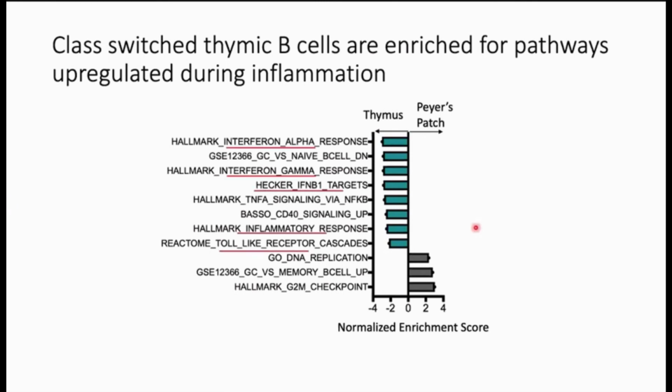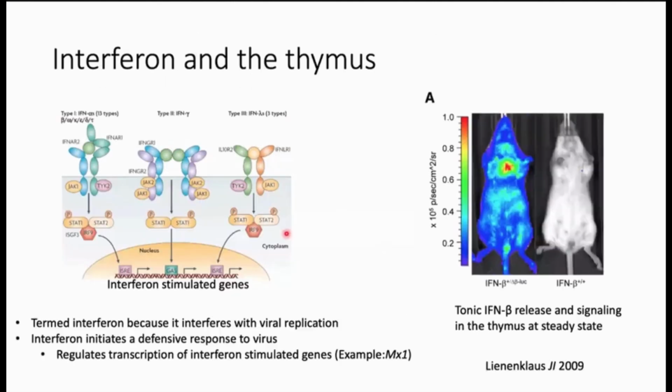And I just want to draw your attention to these top targets, which are actually all inflammatory targets. So you have interferon alpha, interferon gamma, interferon beta, just general inflammatory responses, and the toll-like receptor cascades. And this is very surprising because the thymus, I always thought of it as a more or less sterile environment where T cells undergo maturation. It's kind of this nice, healthy nursing environment for these developing cells. But it turns out there's actually a lot of inflammation. And so we focused on interferon within the thymus, and there's a couple of reasons why we did that.